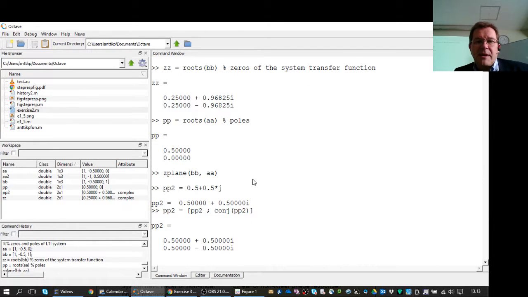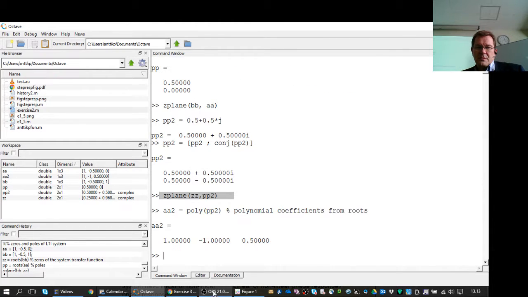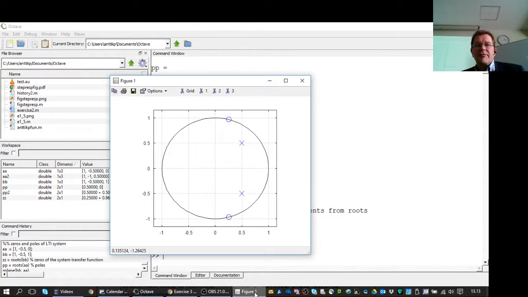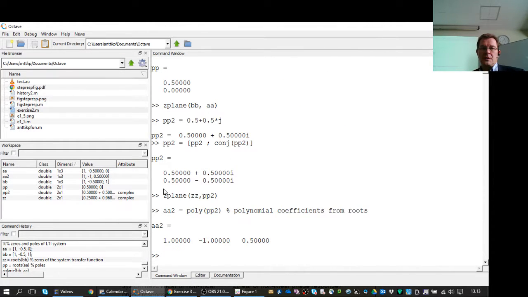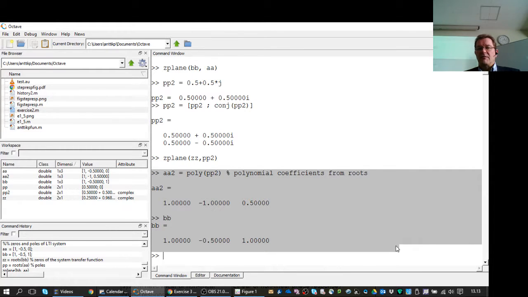So this system actually looks like that. Okay, zeros and poles. The filter coefficients for that one are now, okay, let's see, BB is 1 minus 0.5, 1, and AA is that, AA2 here. So those are the system coefficients for my example system.